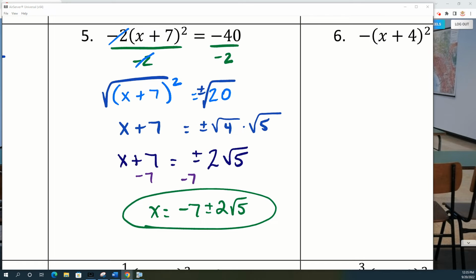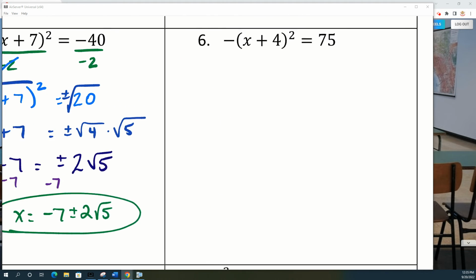All right, I'm going to get you guys started on number 6, just because of that negative hanging out on the front looks kind of weird. You might not really know what to do with it. Let me get you started and let you finish it on your own.